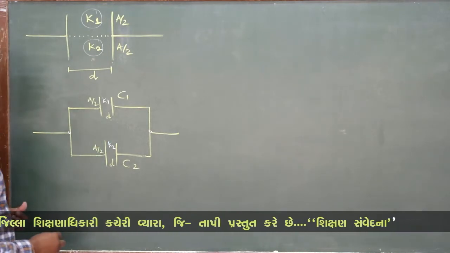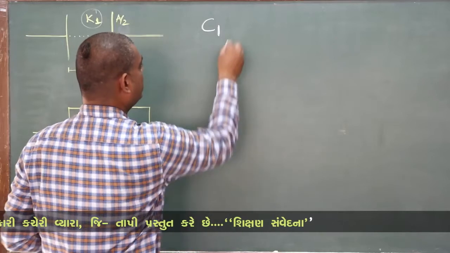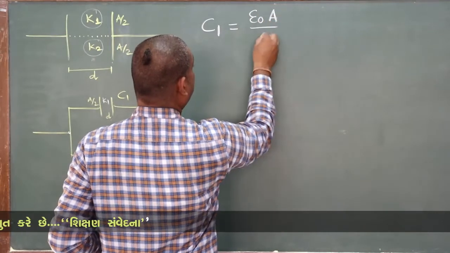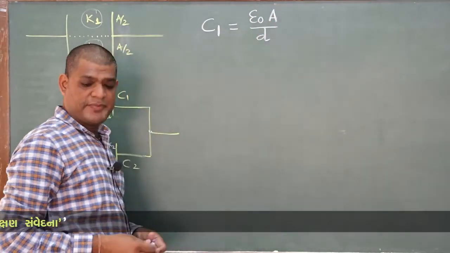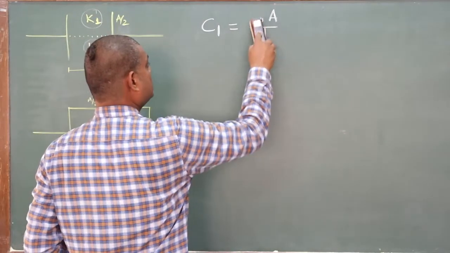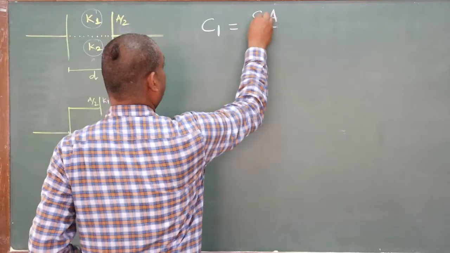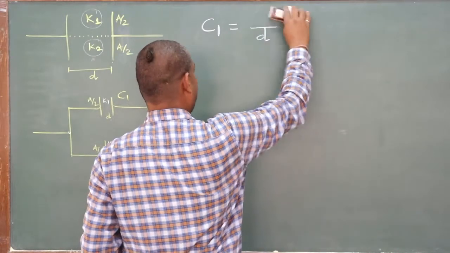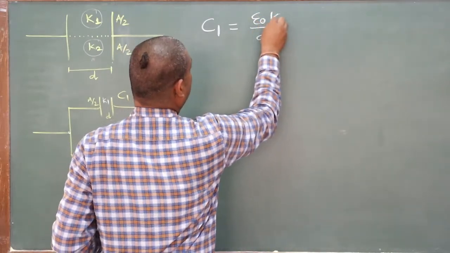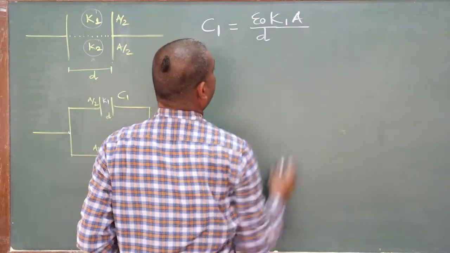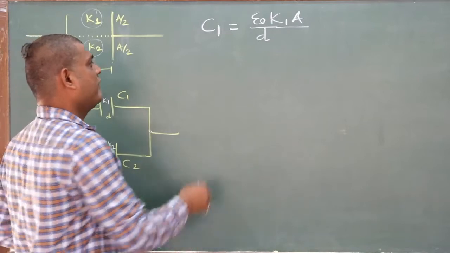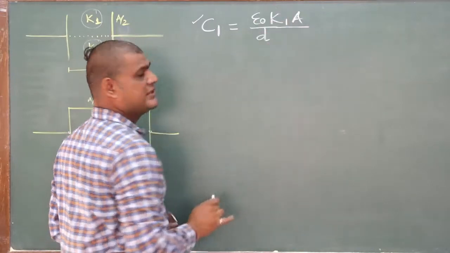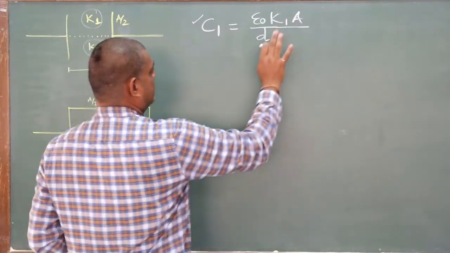Here we can calculate the value of C1, right? C1 equals, first of all we write the general formula, that is epsilon 0 A by D. When the dielectric medium is kept, we replace this epsilon 0 by epsilon, and the value of epsilon is epsilon 0 into K. So we write epsilon 0 K1 into A by D. This is the formula of capacitance 1 where the dielectric medium K1 is kept inside it.